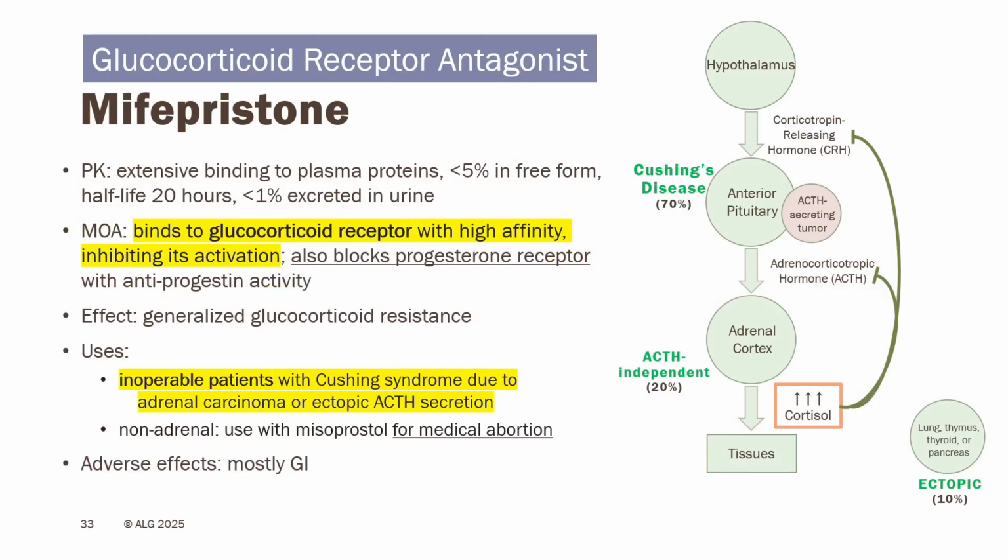Mifepristone is a glucocorticoid receptor antagonist. Its role in adrenal disorder is reserved for inoperable patients with Cushing syndrome due to adrenal carcinoma or ectopic tumor. As a progesterone receptor antagonist, mifepristone is mainly used in combination with misoprostol for medical abortion.